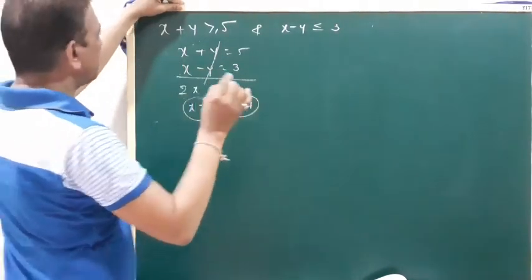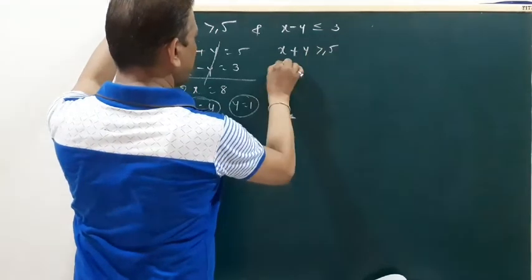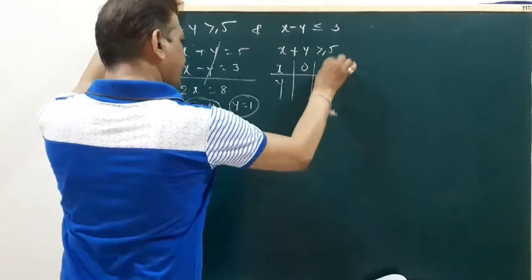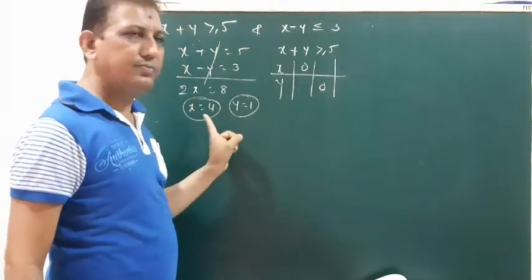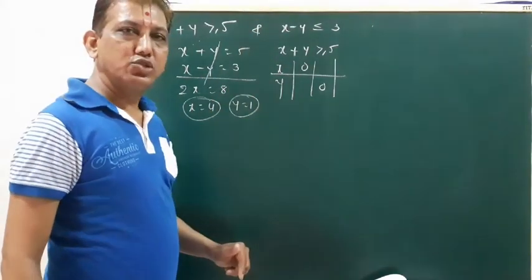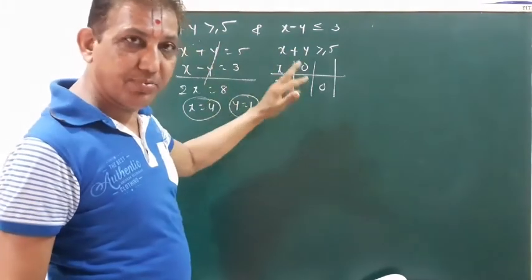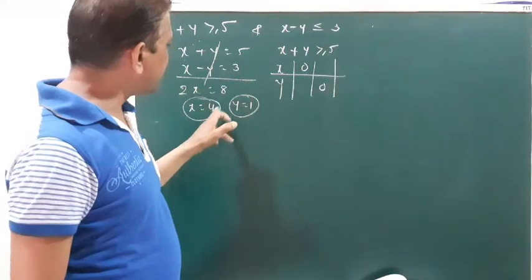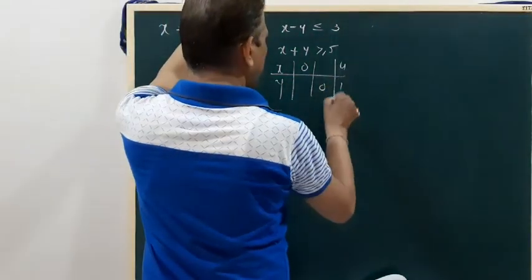Now prepare the table. First equation, x plus y greater than or equal to 5. We take three values compulsorily: two are x 0 and y 0, and the third one is 4, 1, because 4, 1 is the intersection of these two equations. So whenever you draw the graph, on graph paper or in your notebook, these two lines intersect at the point 4, 1. So we write the compulsory third value 4, 1 for both equations.